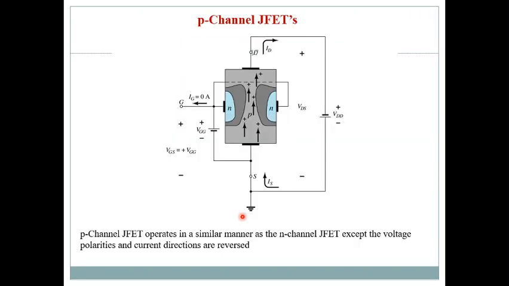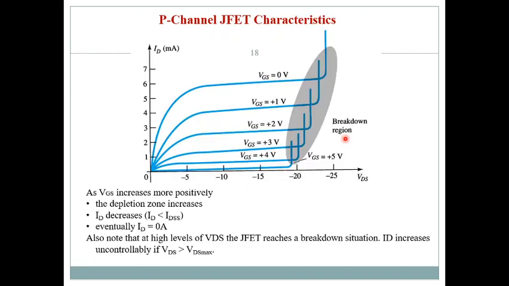So the p-channel operation is similar but completely opposite. Instead of a negative voltage, you need to apply a positive voltage, and the drain should be negative, the source should be positive, and so on and so forth. So a completely reversed operation would be there in the p-channel. Also, this breakdown can be there, that is the failure, right?